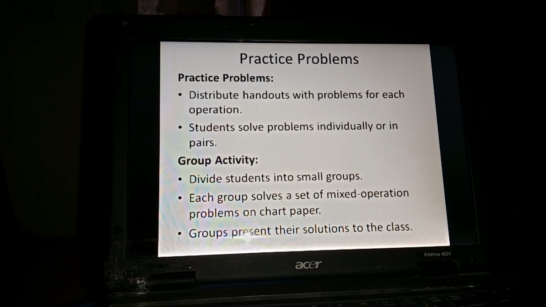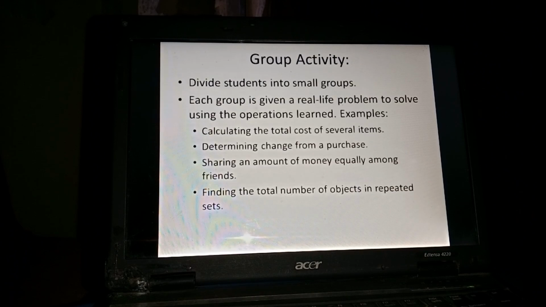Group activity. Divide the students into small groups. Each group solves a set of mixed operation problems on chart paper. Groups present their solution to class.